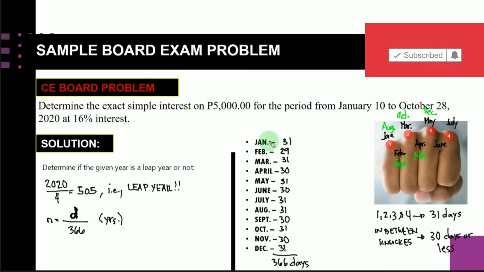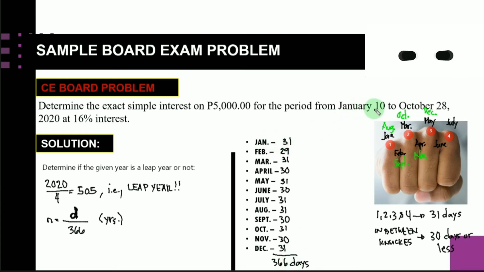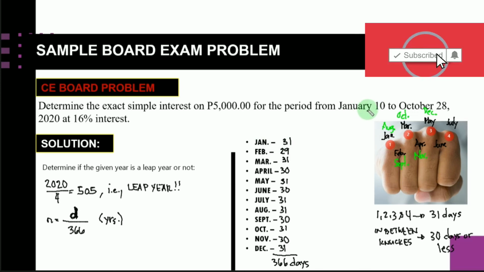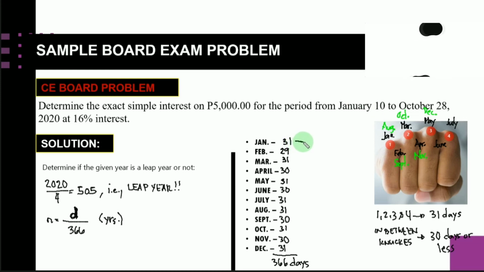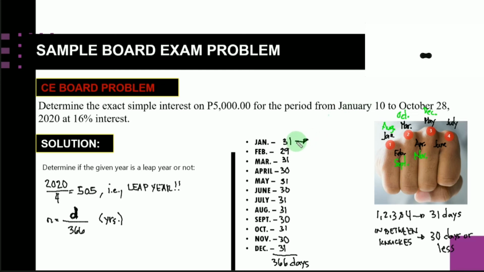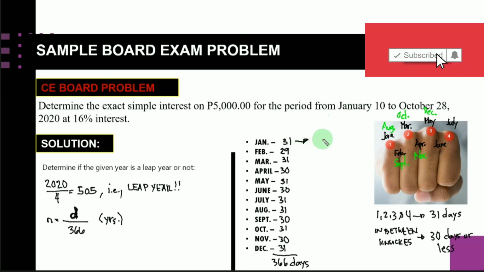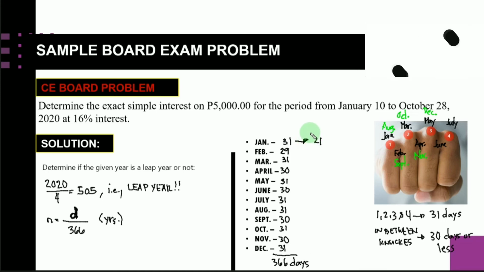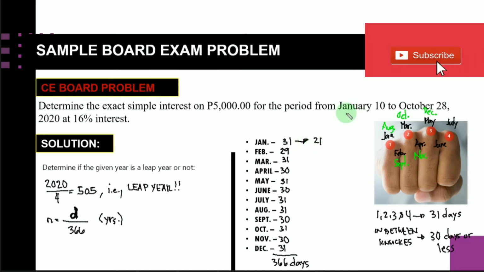So we will specifically consider the specific dates here, January 10. From here, we are only considering the number of days for January, since this is 31 days. From January 10, the difference from 10 to 31 is simply equal to 21 days. So we will use only 21, because we are considering January 10 only in its time duration.